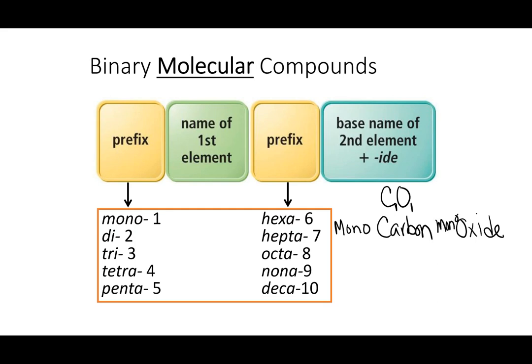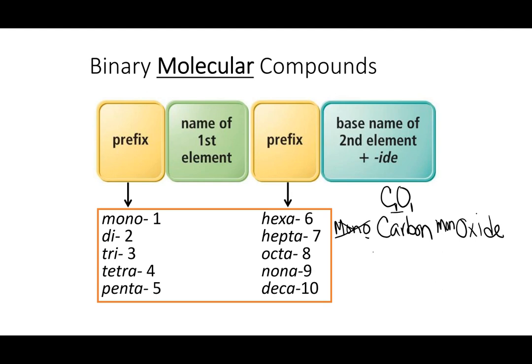But do we say monocarbon monooxide? We don't. What do we call this? We call it carbon monoxide. So that's the exception to the rule. If the first element has just one of them, we never start a name out with mono anything. So we would not say mononitrogen. We would not say monocarbon. We would not say monosulfur. So we don't start with the word mono.